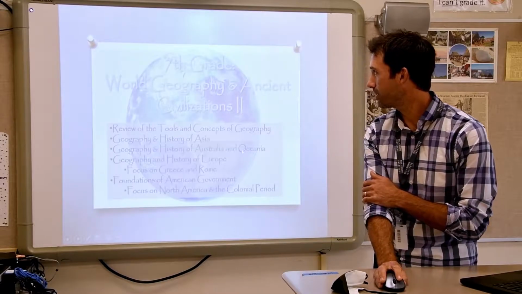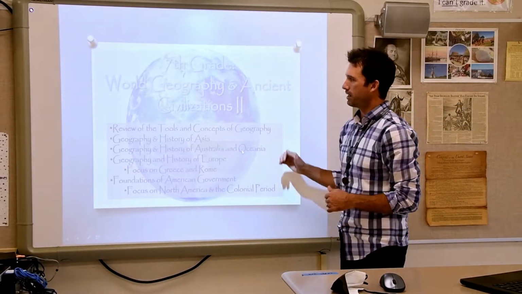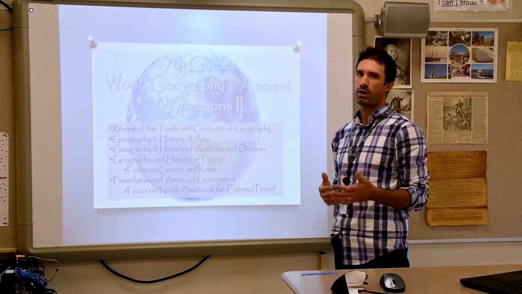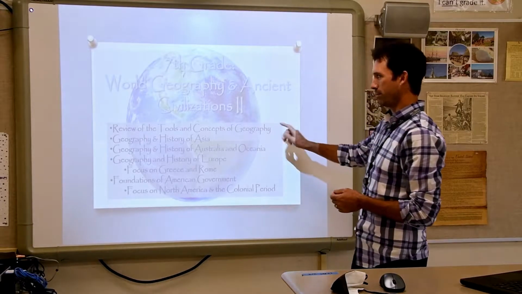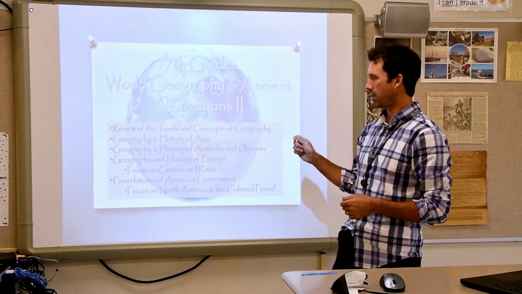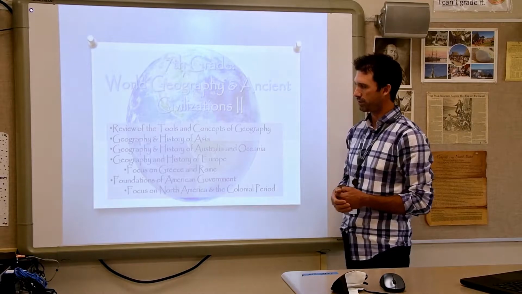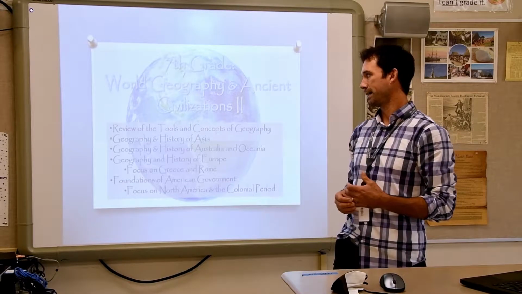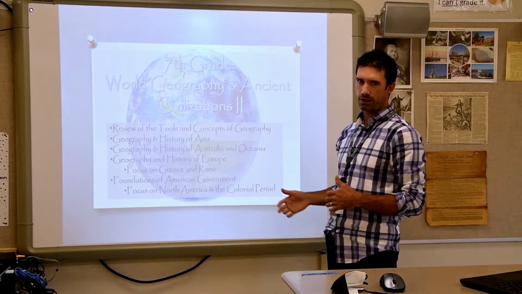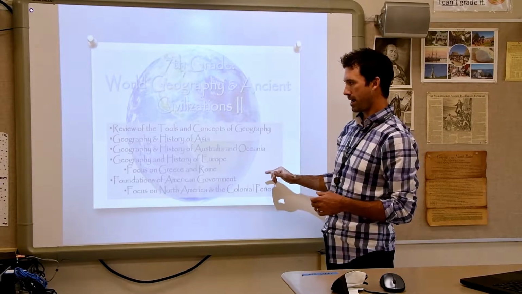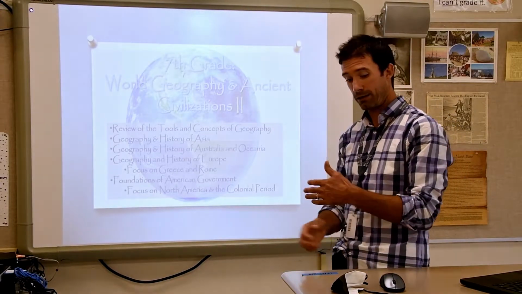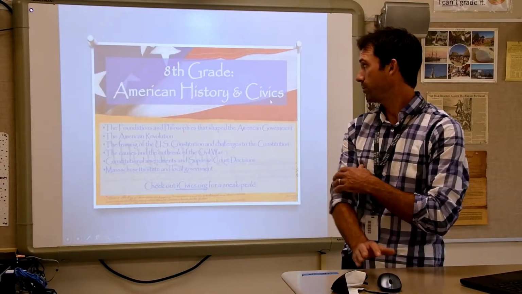But as far as our class goes, 7th grade world geography is really world geography and ancient civilizations part 2. So it's picking up where 6th grade left off last year. We'll begin with a review of the tools and concepts of geography, and then we'll cover Asian geography and history, Australian and Oceania geography and history, and then we'll head for Europe, looking at the history with a focus on Greece and Rome. And then if we have time, and a lot of things are still up in the air, we'll look at foundations of American government with a focus on North America and the colonial period.